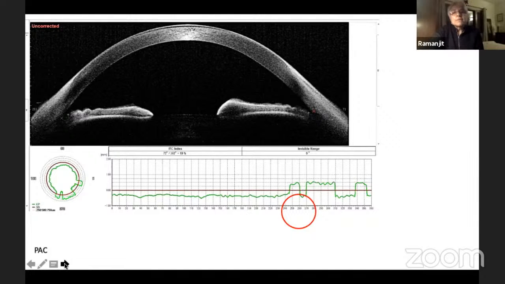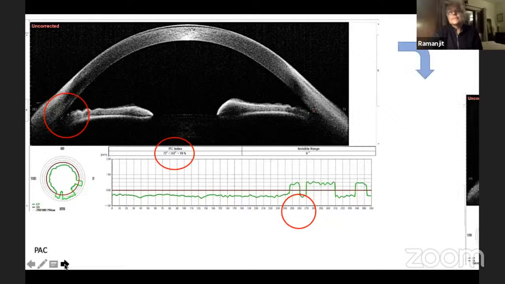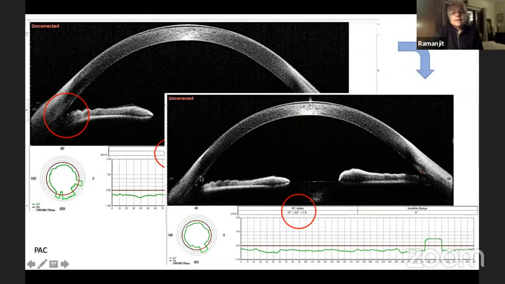This is a patient with primary angle closure glaucoma, and you can see the angle is narrow, but not showing us any synechia. After an iridotomy, this is the iridotomy that has been done, you can see the decrease in the iridocorneal touch that was there.